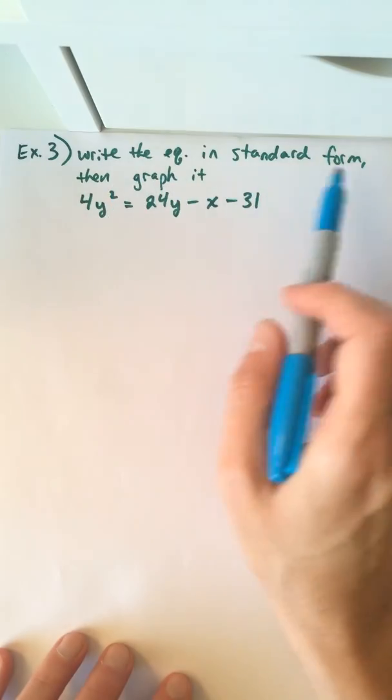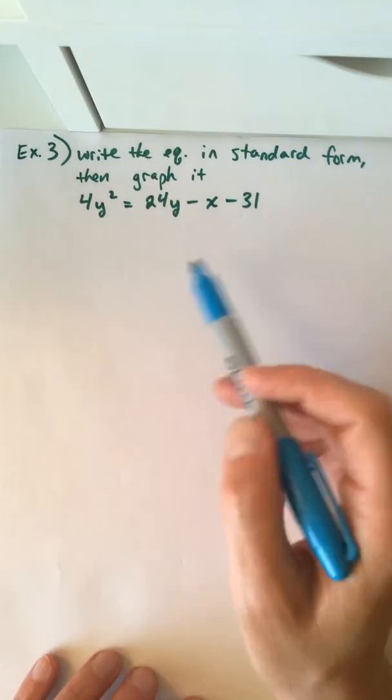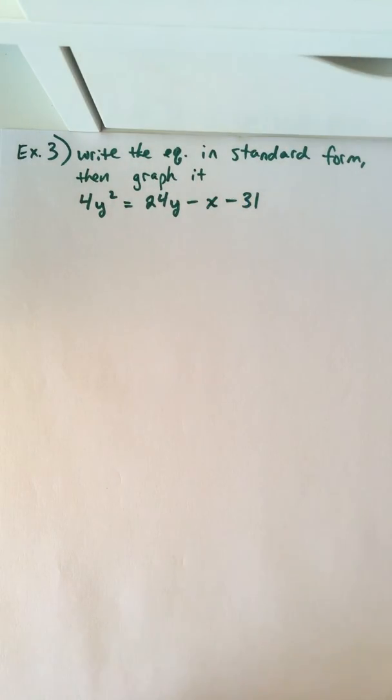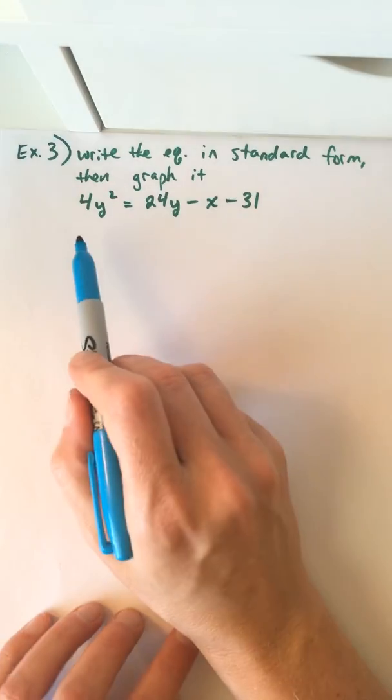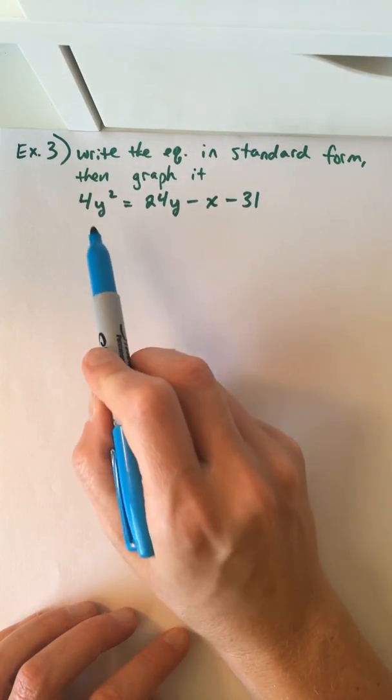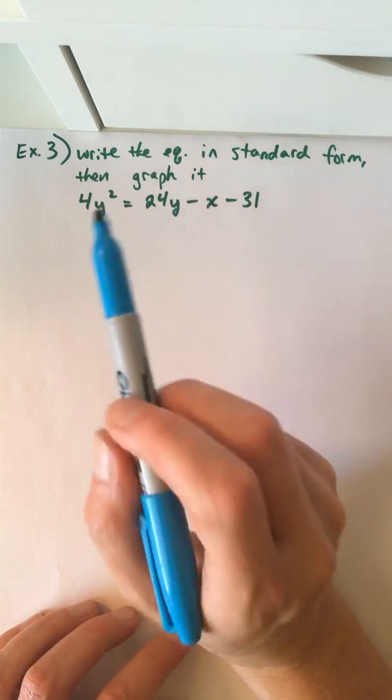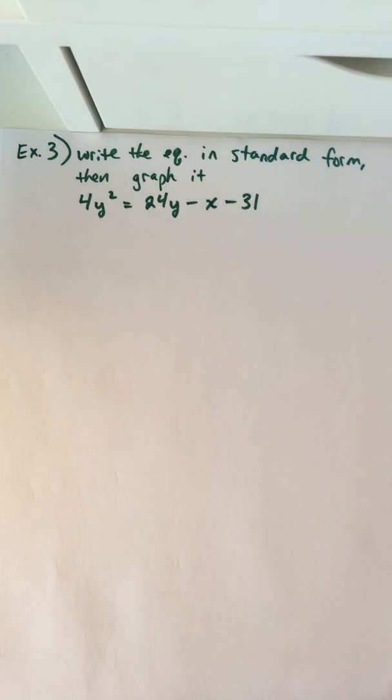Example 3, you write the equation in standard form and then graph it. So any of these examples in this section could be any of the conic sections. For this example, since we only have a y squared and no x squared, that means it's going to be a parabola.